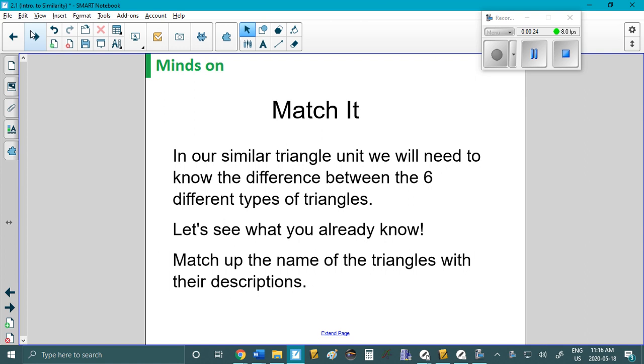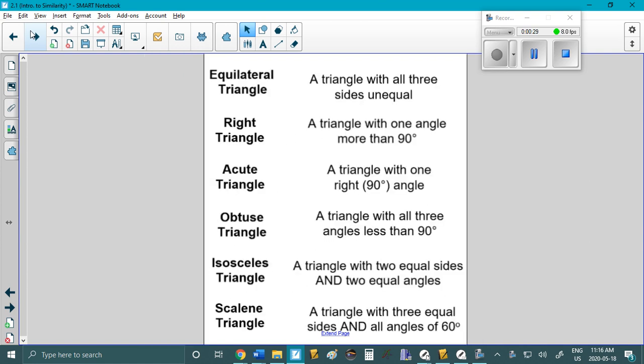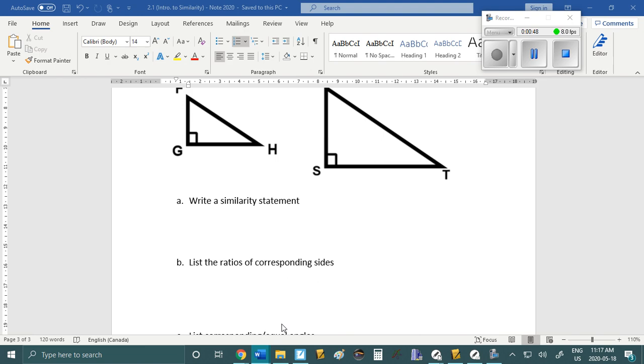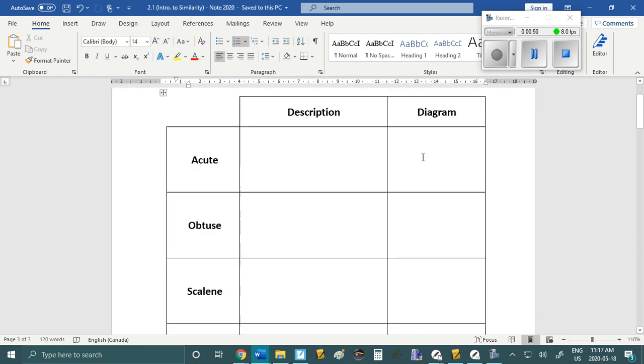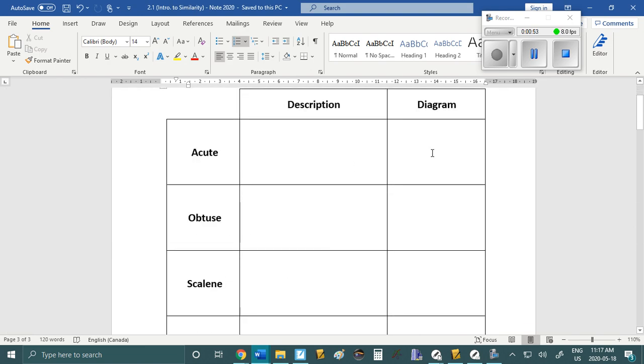So to start, we're just going to go over 6 different types of triangles that I'm sure you've seen before. So here I have each type of triangle as well as the definition of each one, and they're not matched up. So what I would like you to do is to match them up. You can look at it and just try to figure out which one's which, and then when you're done, we will go to the handout and we will put the descriptions here, and then we'll draw a little diagram for each one. So please pause and just try to figure out which one's which. You can copy and paste the descriptions into here if you want. Okay?